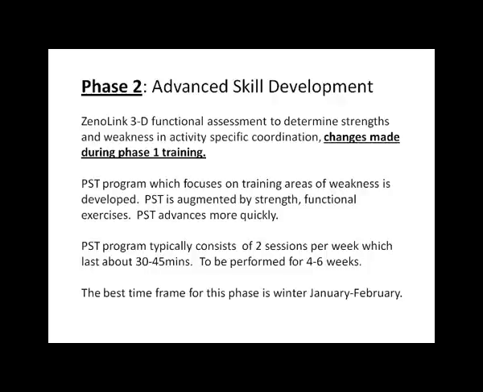So we want to start every phase by assessing where the person is in their functional movement pattern and their activity-specific coordination. Now, in phase 2, the PST program is going to focus, again, on training areas of weakness. But now the PST, the activity-specific exercises, will be augmented by strength and functional exercises. I use both of those because we're going to use some generic exercises and some more complicated functional exercises, and we're going to augment what we're doing with the activity-specific training, which is really the specific PST exercise.